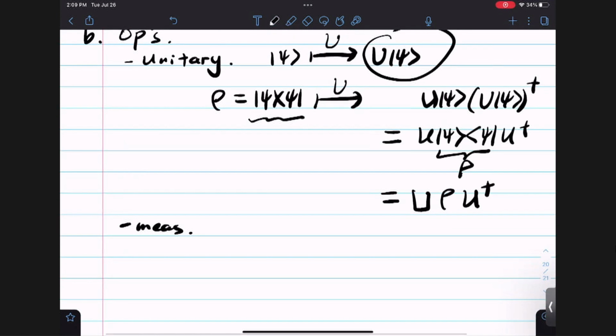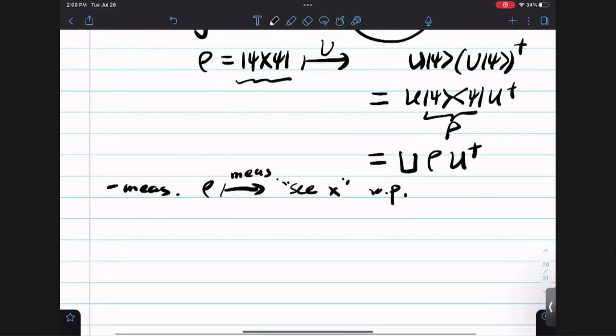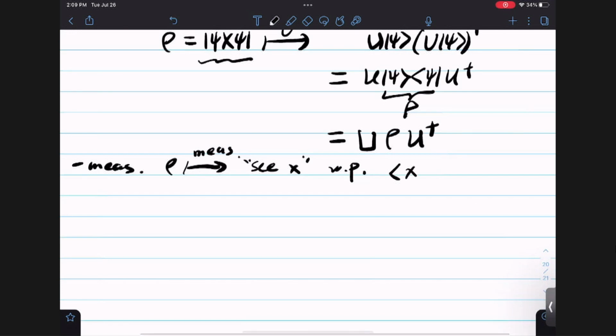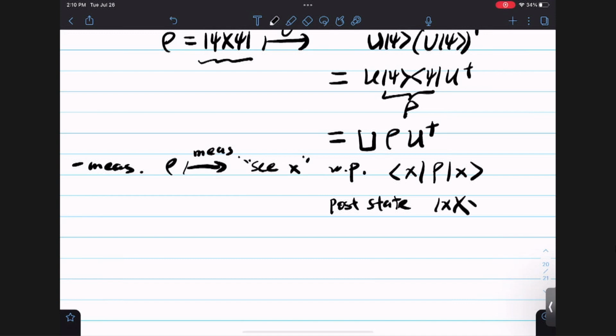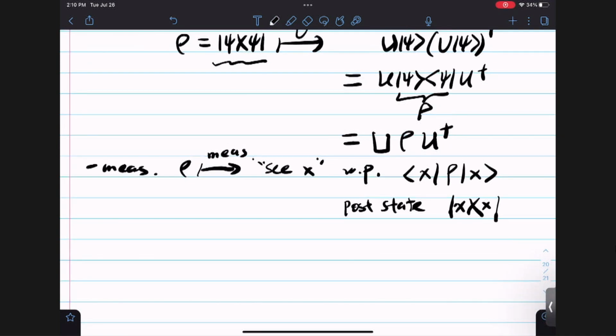It's kind of similar to what you would expect. Suppose we measure this rho. We're going to see some classical string X with probability determined by conjugating rho with ket X. And after this measurement, the posterior state will be this density matrix, ket X, bra X. At this point you might be wondering, so far we're just reproducing everything in the previous formalism, so what's the point of introducing this new system?